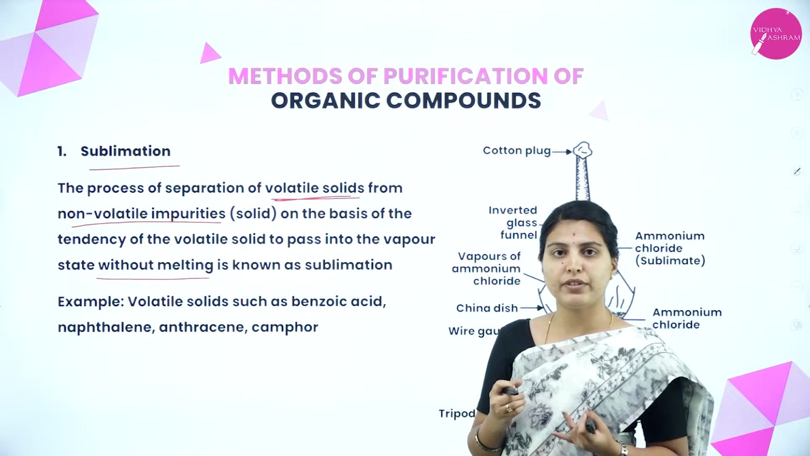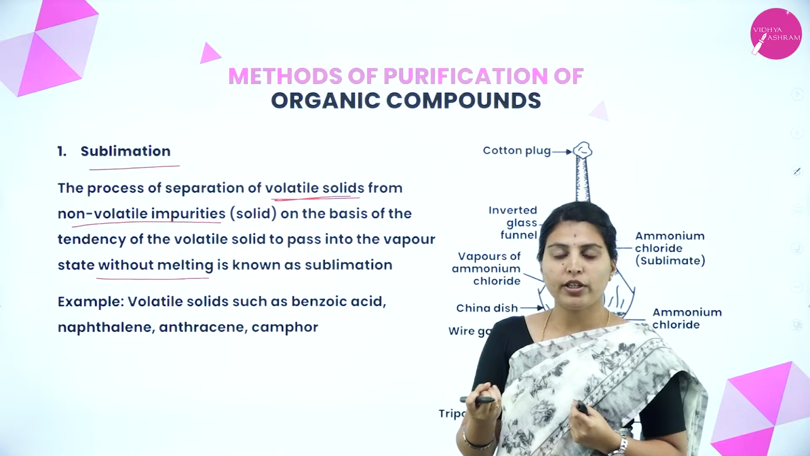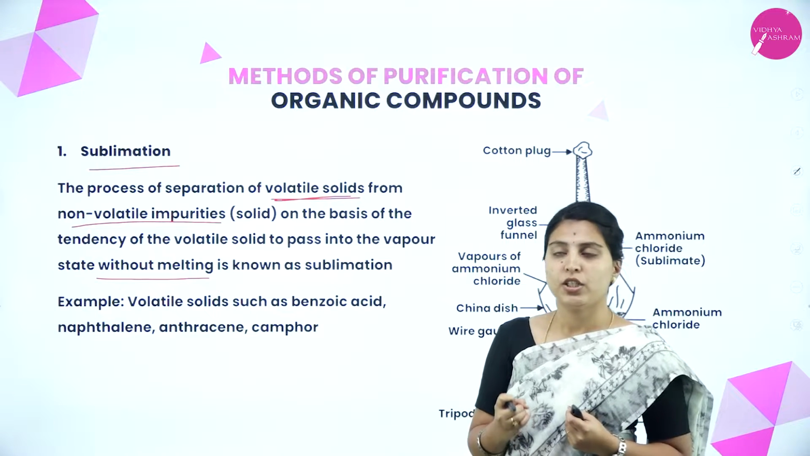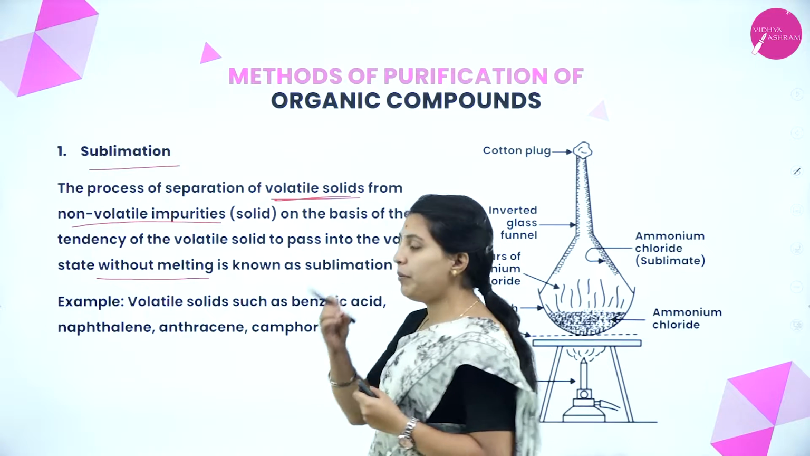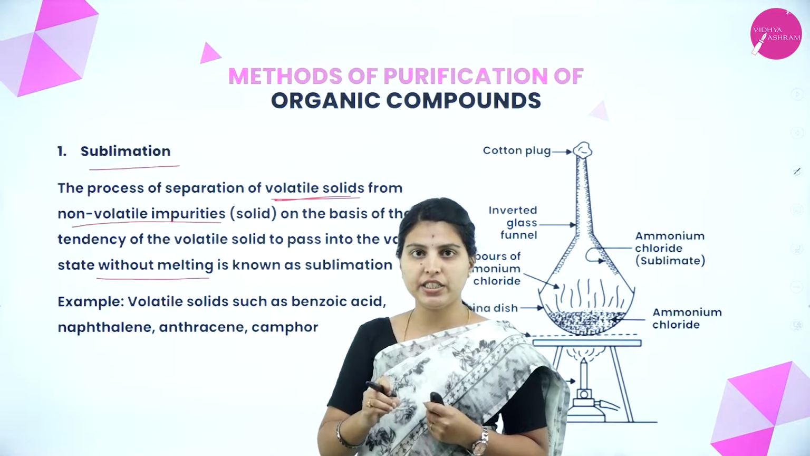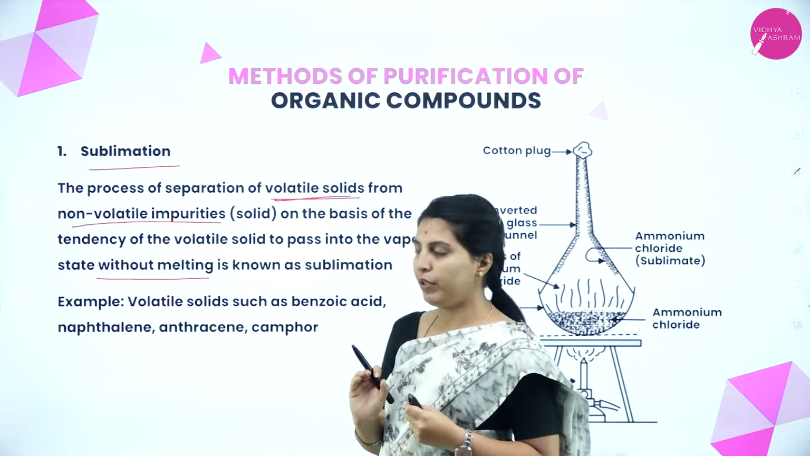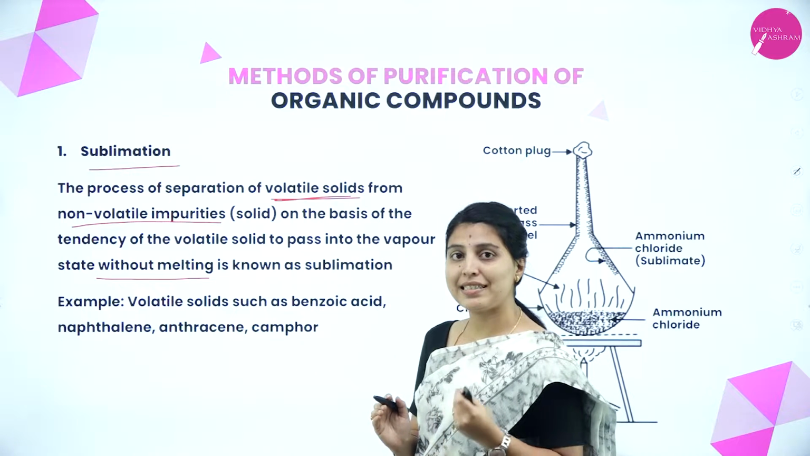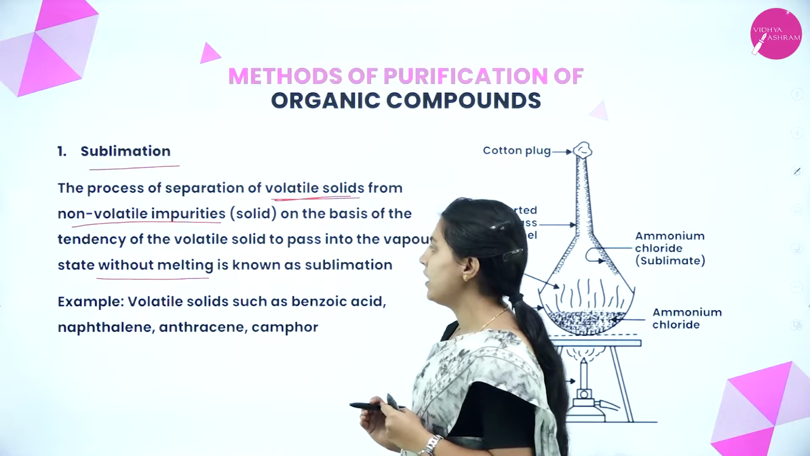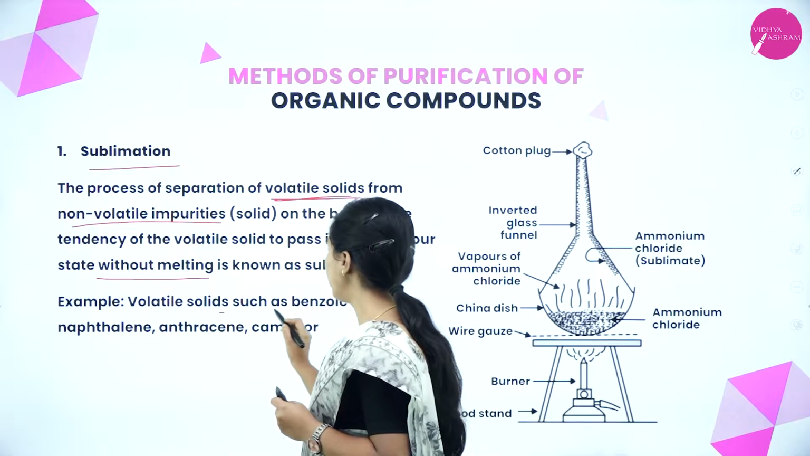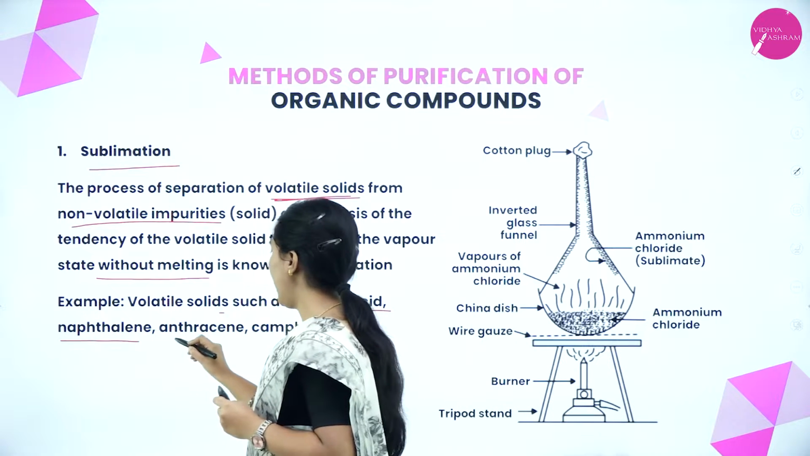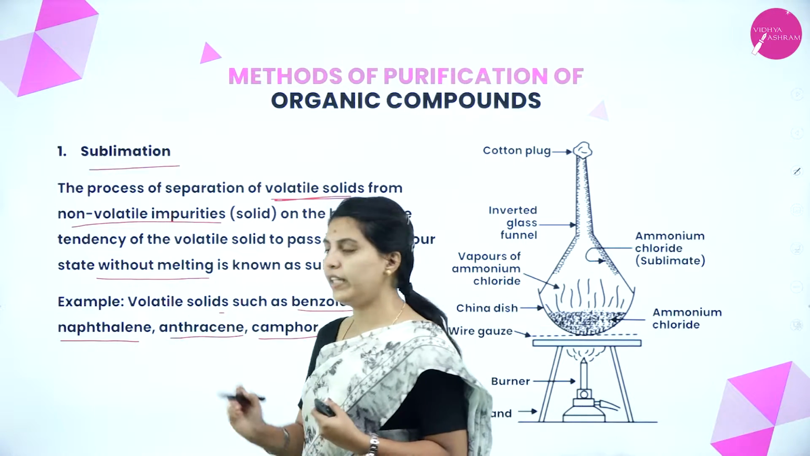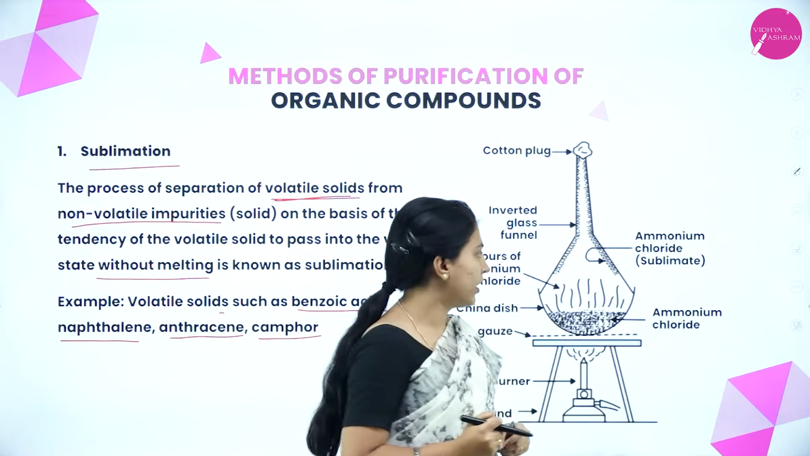For example, naphthalene, camphor. If you ignite camphor, what will happen? Directly it will turn to its gaseous state without any melting. So, it is the best example for sublimation. The impurities remaining in the dish will be called impurities. Volatile solids such as benzoic acid, naphthalene, anthracene, camphor are examples. In homes, in a domestic way, we usually use camphor and naphthalene. We have seen that. Okay.